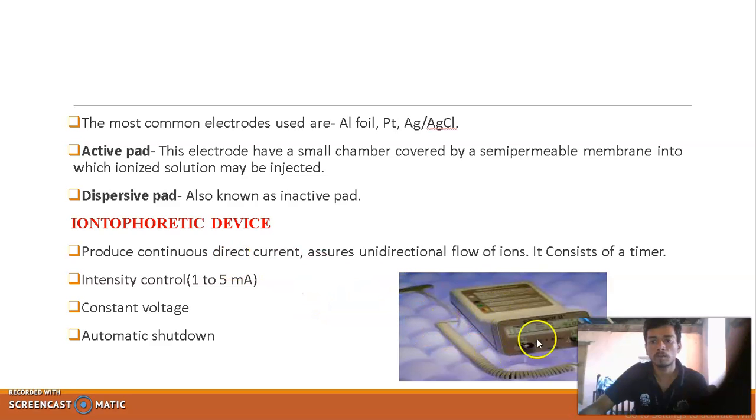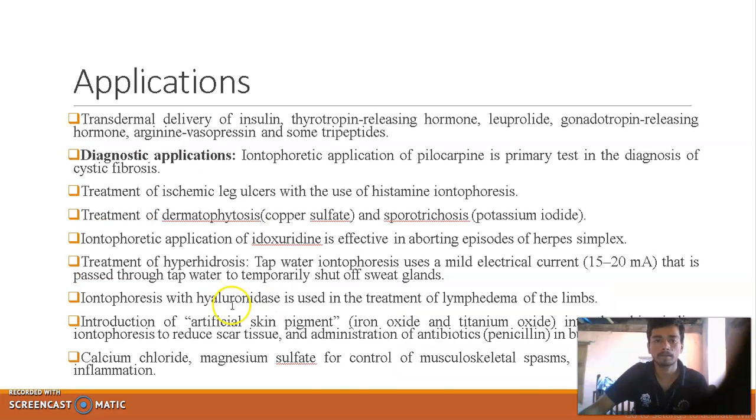This is an example of an iontophoretic device, which is shown in the figure. It produces continuous direct current and assures unidirectional flow of ions. It will flow from one direction and be received at the other direction, not vice versa like mutual sharing. It consists of a timer, and it will stop the timing.